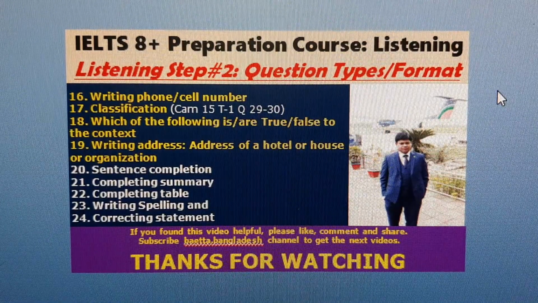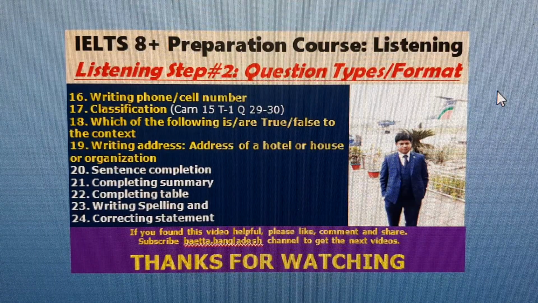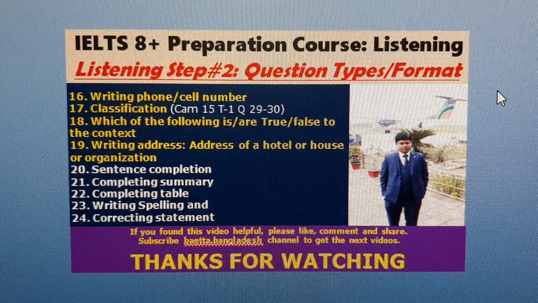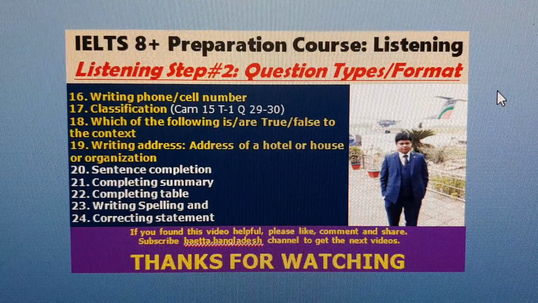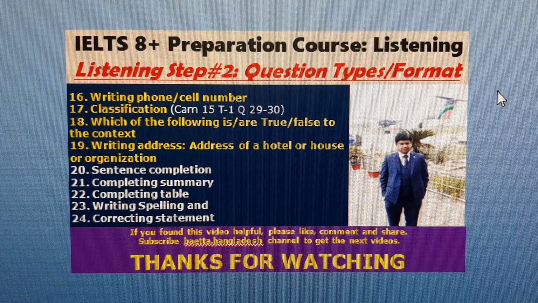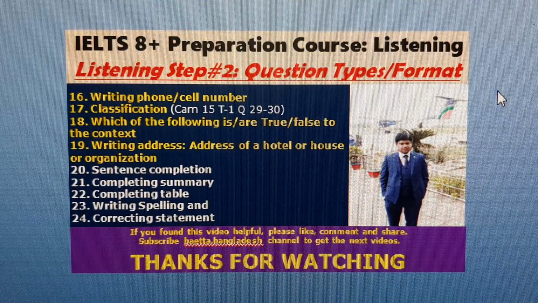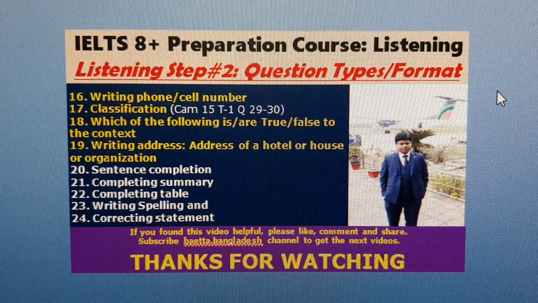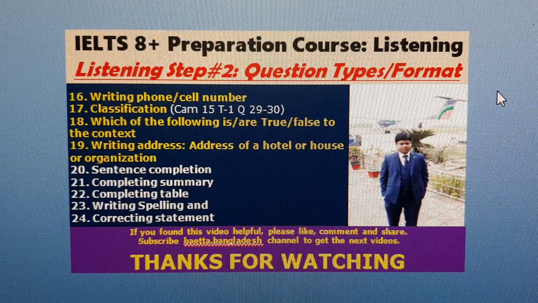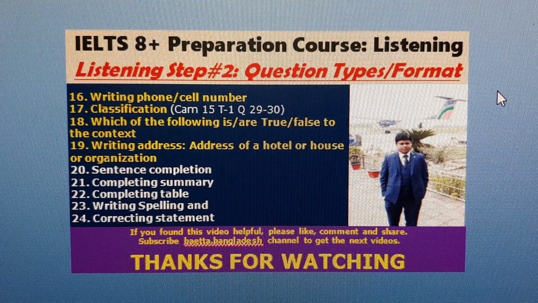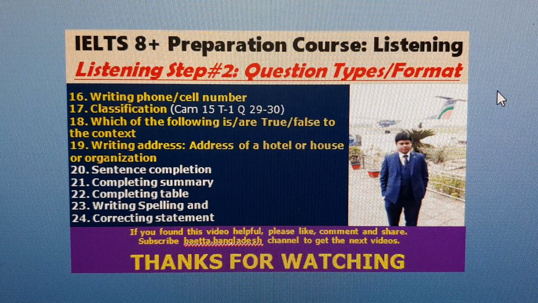Listening question type 19, writing an address. Writing the address of a hotel or house or organization or a candidate, which is a very common type of question. Question type 20, sentence completion. This is also very common and you can find it in most of the listening tests.